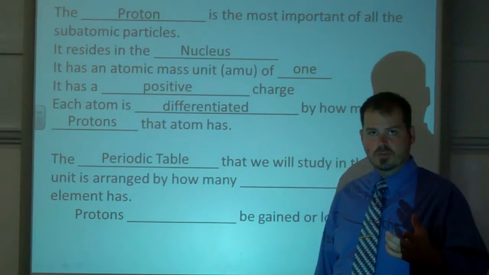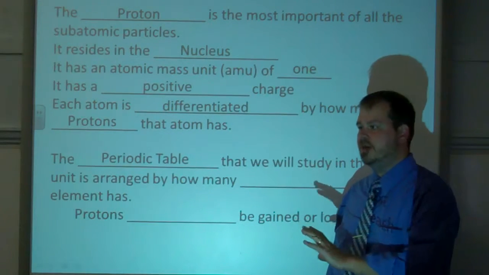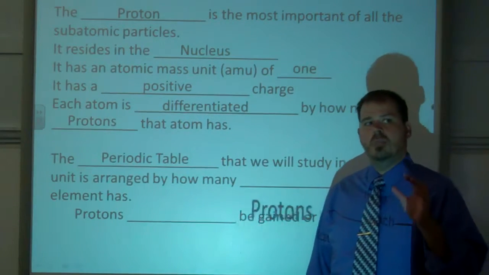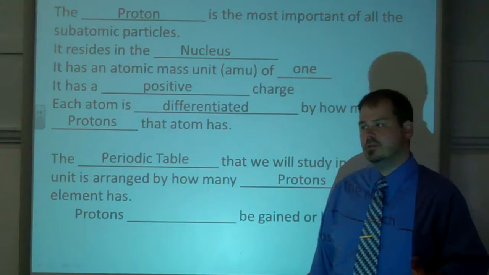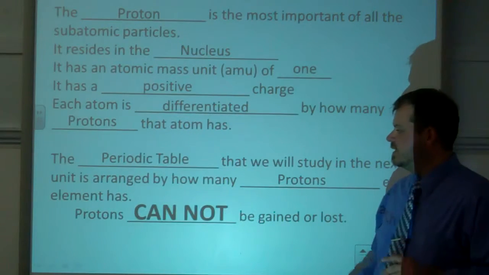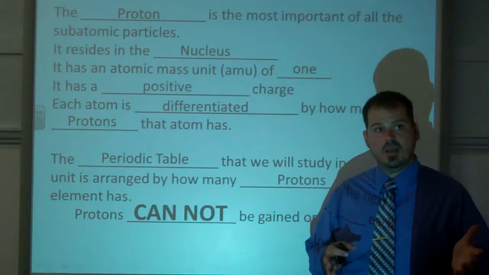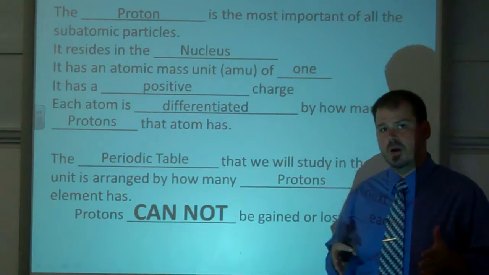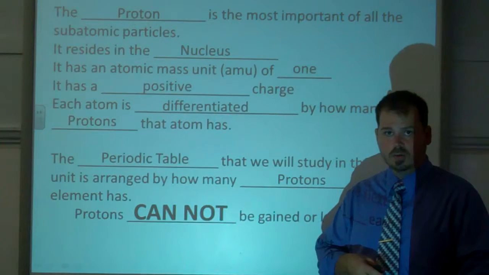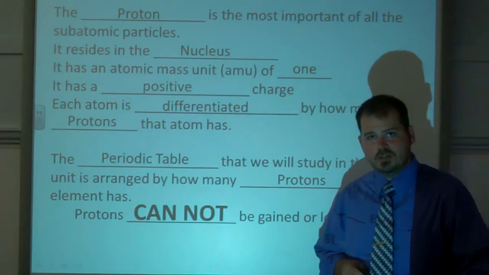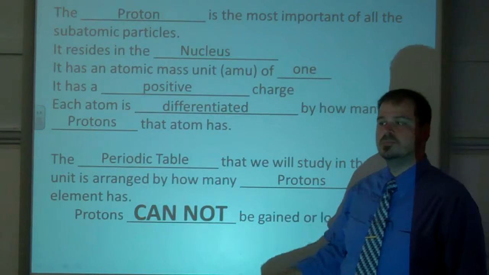The periodic table that we're learning about and we'll study specifically next unit is actually arranged by the atomic number, or the number of protons each atom has. Okay? Protons cannot be gained or lost. They are the king. That's how I differentiate one from another. If protons could be gained or lost, I could turn lead into gold, which people have been trying to do for years. The reason I can't do it is because I can't move protons around. Okay, good?